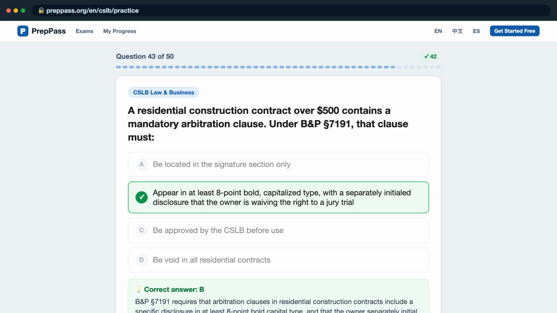BNP Section 7191 requires that arbitration clauses in residential construction contracts include a specific disclosure in at least 8-point bold capital type, and that the owner separately initial the provision to waive the right to jury trial.